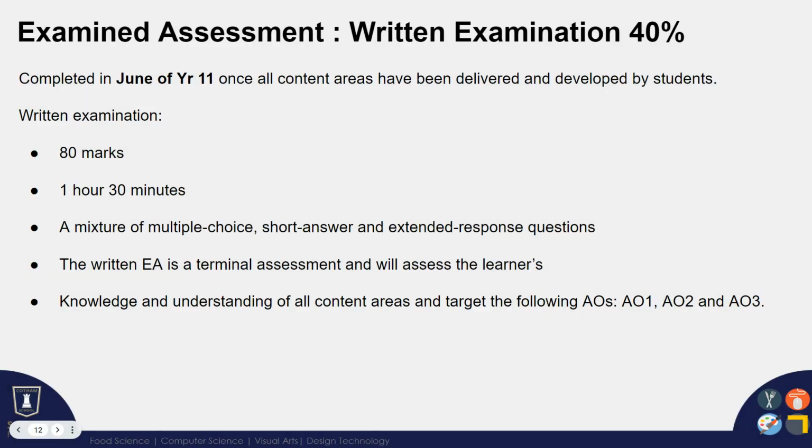The written examination will be in June of Year 11. It is 80 marks, 1 hour 30 minutes. It's a mix of multiple choice, short answer and extended writing. The written external examination is terminal and will assess the learner's knowledge and understanding of all the content areas and assessment objectives AO1, 2 and 3.